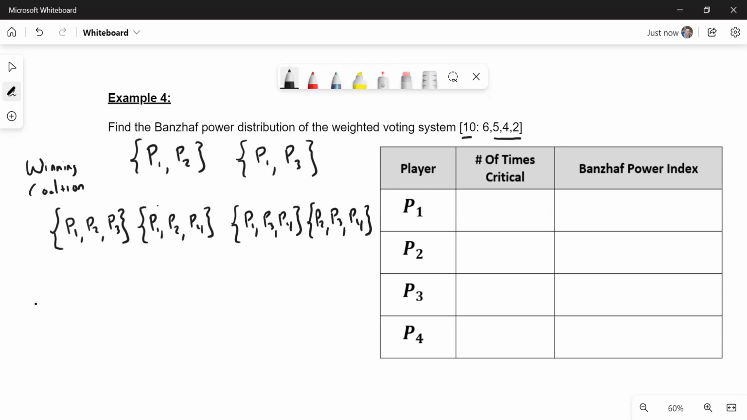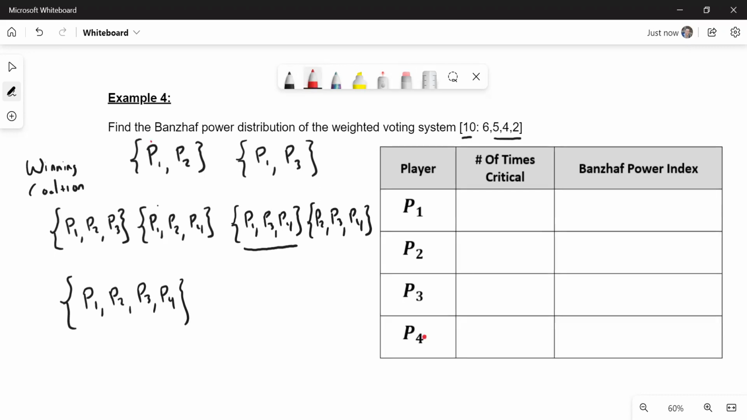Like, for example, if you said player 4, 3, and 1 is a winning coalition, you already have that listed here. So you don't want to list things accidentally twice. And then, of course, there's also the grand coalition, right? All 4 players together is a coalition that wins. So that's quite a bit more work. Our job now is to figure out who's critical.